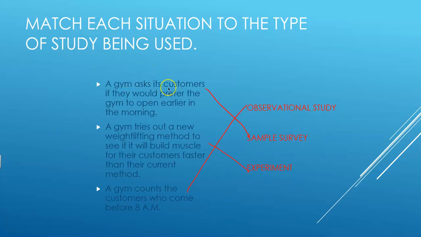Anytime you see the word ask, you know you're asking a question. It's probably taking a survey. And here they're setting up something and trying something different to see if it's going to build muscle faster. So that's an experiment. And here we're just counting customers that come in before 8 a.m. So we're just observing some things here. And we could use the results of this data collection to make some decisions about our gym.